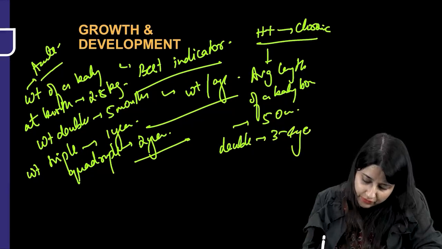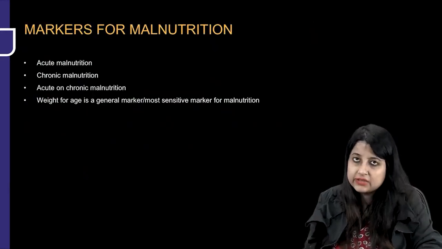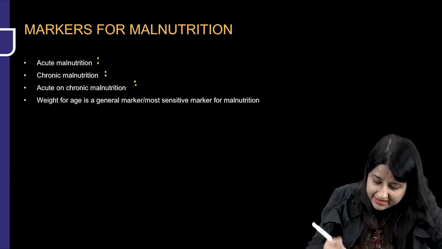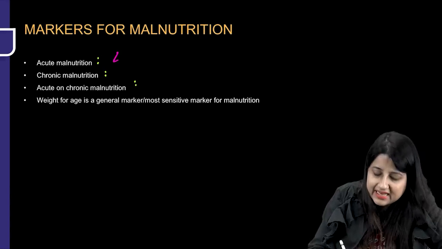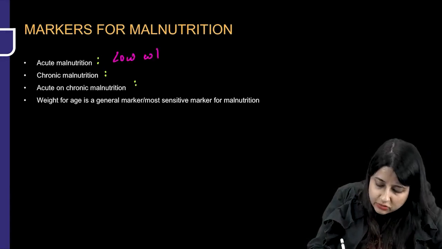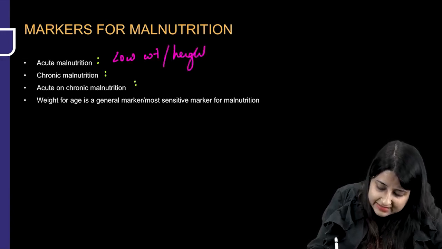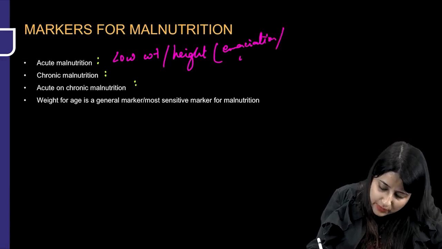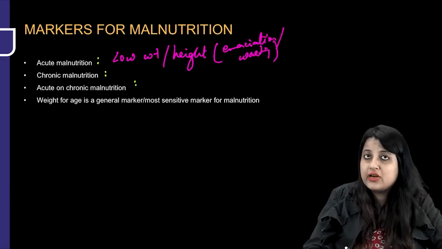By 3 to 4 years. Okay? Indicators for growth and development: we have acute malnutrition, chronic, acute on chronic. Very, very important. Never say acute is low weight for age. No, acute is low weight for height, guys. Okay, this is also known as emaciation / wasting. Okay, low weight for height.